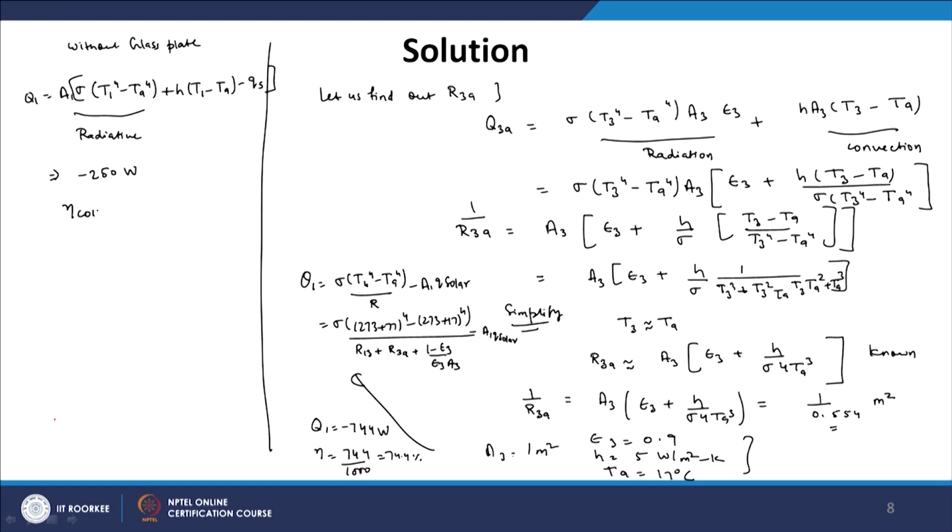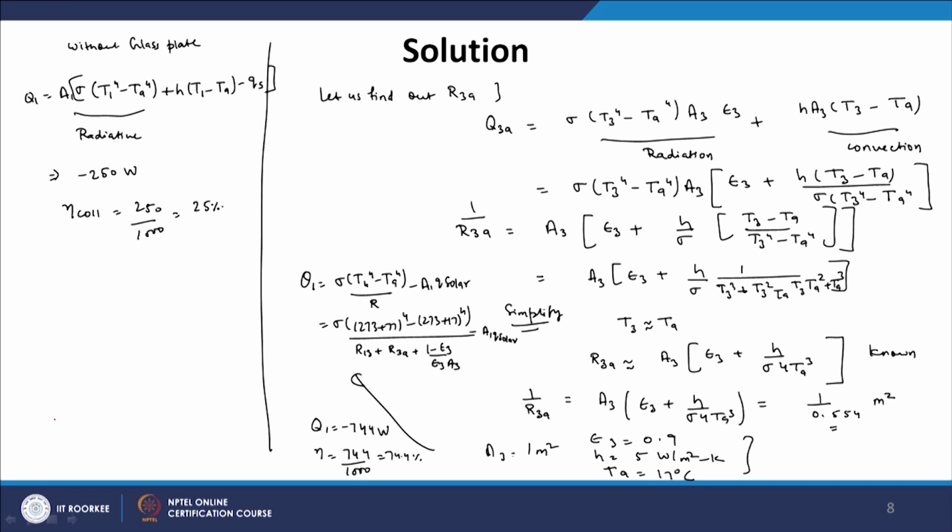So, the collector efficiency is simply equal to 250 by 1000, which is equal to 25%. So, compared to 75% with the glass plate, the efficiency has reduced significantly to 25%. That is why solar collectors are always constructed in such a way that they have two layers of materials, one which absorbs radiation and another surface which has a little bit of transparency to it.